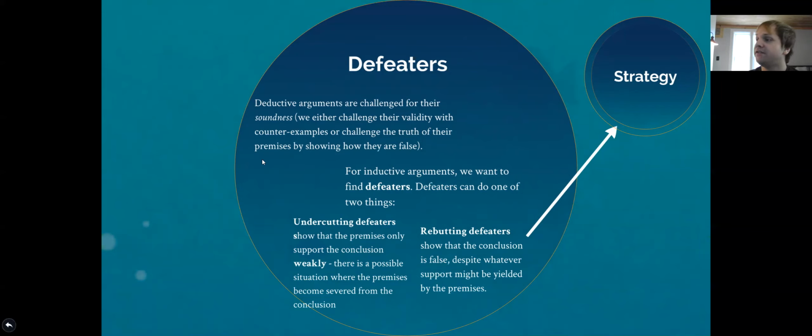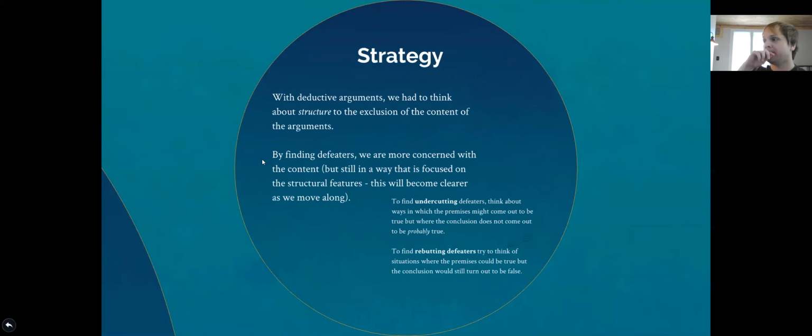We have two kinds of defeaters: undercutting defeaters and rebutting defeaters. An undercutting defeater shows that the premises only support the conclusion weakly. There is a possible situation where the premises become separated or severed from the conclusion. Rebutting defeaters show that the conclusion is false, despite whatever support might be yielded by the premises.